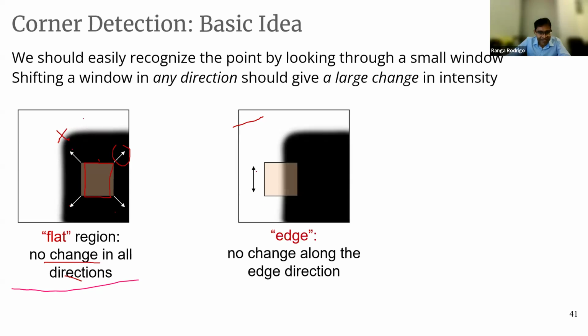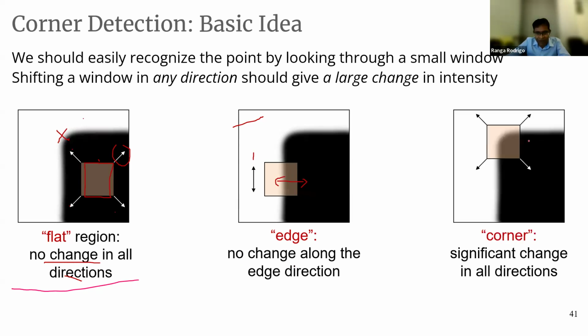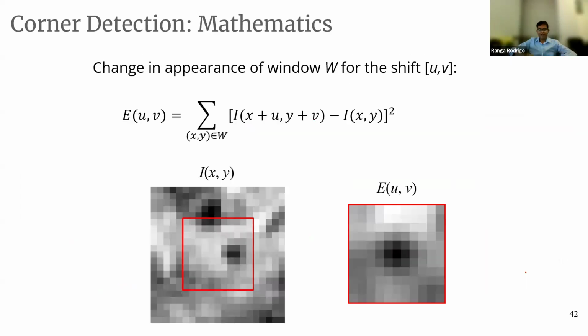But if you take an edge, if you move in the vertical direction, no change. But if you move in the horizontal direction, there is change. No change along the direction of the edge, but there is change perpendicular to the edge. But if you look at the window at a corner, any small motion will change what is seen inside the window. So significant change in all directions. That's the way to detect a corner. This is the intuitive way of looking at it, but now we have to mathematically characterize that so that we can implement it on a computer in an algorithm. So let's look at that algorithm.